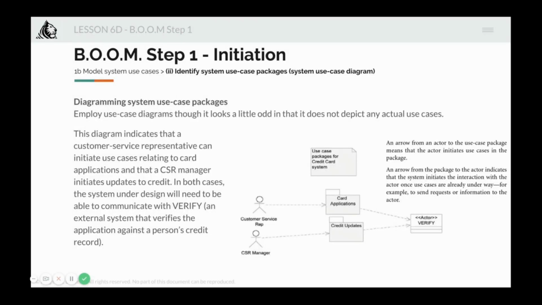Right? The diagram used to represent system use case packages, I'm sorry, is formally a use case diagram, though it looks a little odd in that it does not depict any actual use cases. You can see the figure here. Essentially, just create a folder, and customer service rep is connected with card applications. CSR manager is connected with credit app updates, and both of them are connected to verification, right? I'll not describe the exact direction and everything because I think this is pretty obvious. You can refer to the speaker notes if you want to clarify anything.